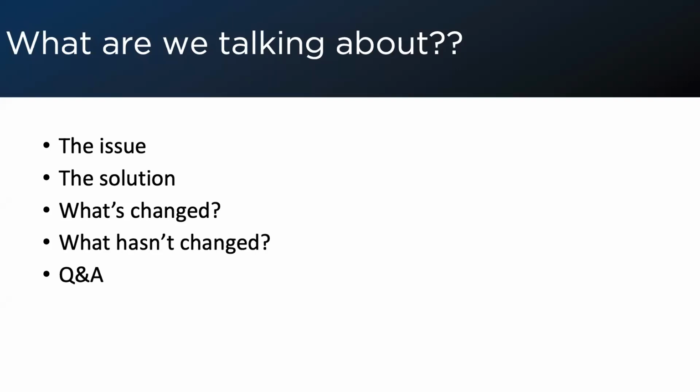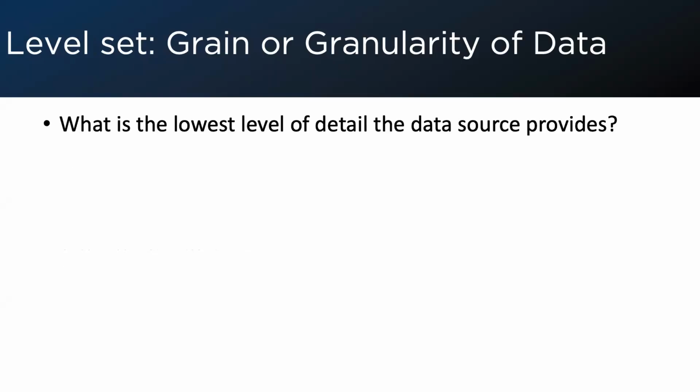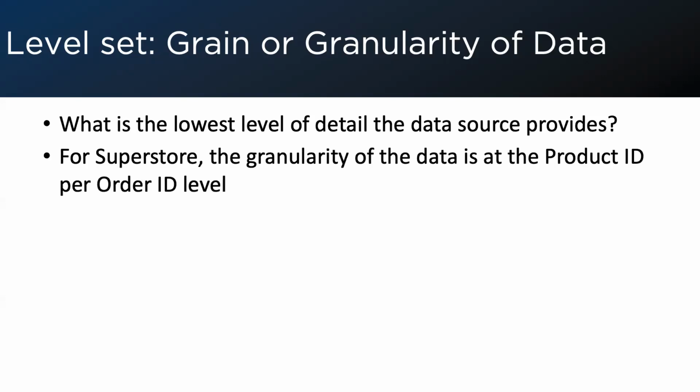All right, for the data model, I do want to level set really quick so we understand what we're talking about when we talk about things like grain or granularity. When we talk about the grain or granularity of a data source, we're talking about essentially the lowest level of detail that the data source provides. That's the granularity of the data.